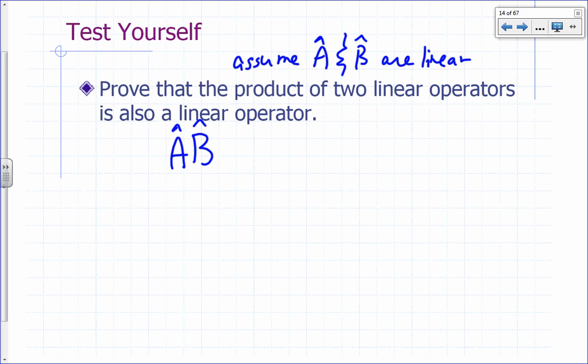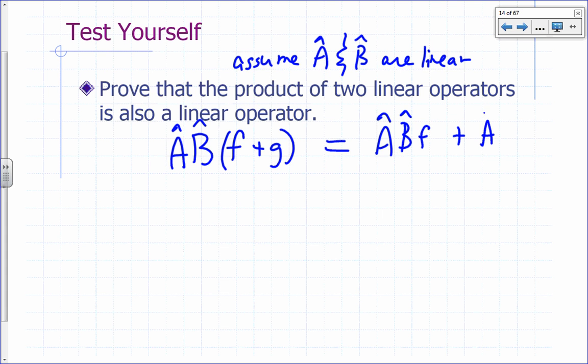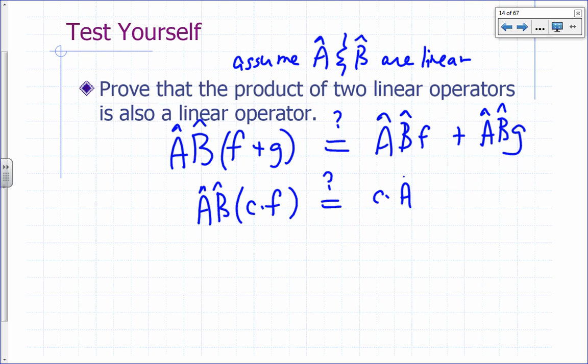So what do we need to show? A hat B hat operating on f plus g. Does that equal A hat B hat f plus A hat B hat g? That's condition 1. And condition number 2: A hat B hat operating on a constant times f, is that equal to the constant times A hat B hat f? Okay? So that should be true, because I'm asking you to prove that it's true. Right? So let's start with the first one.